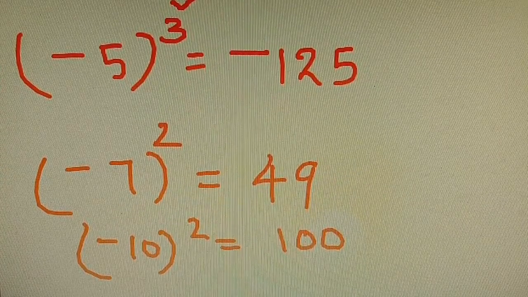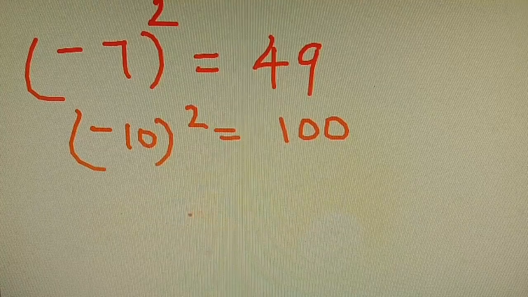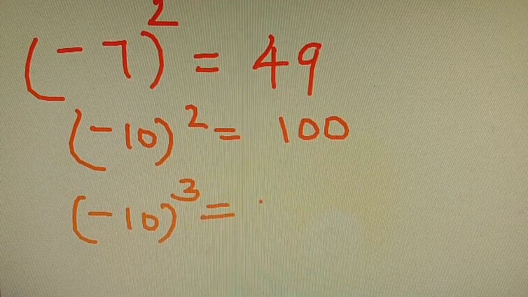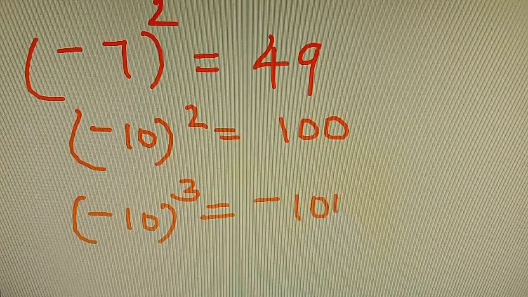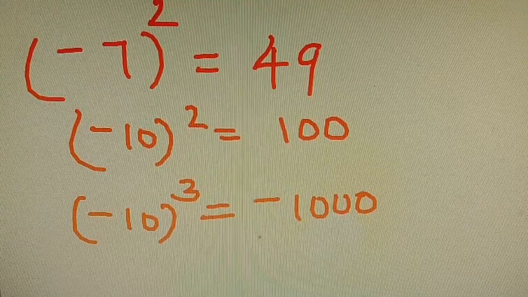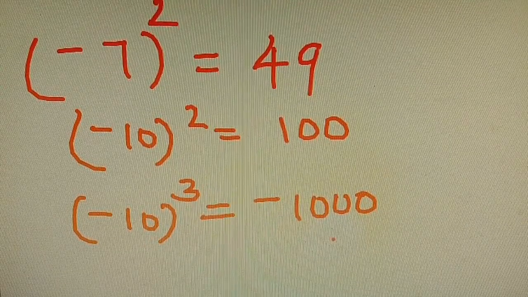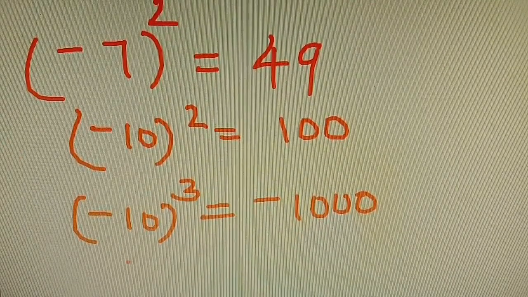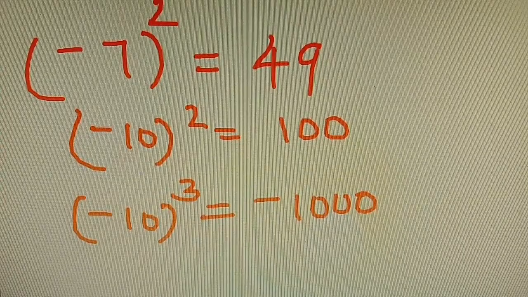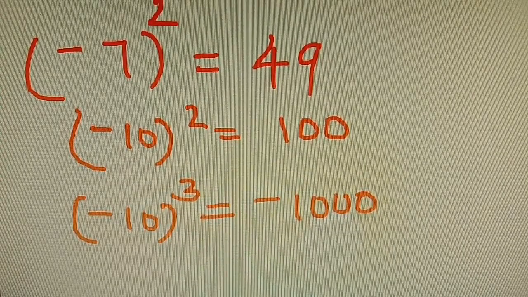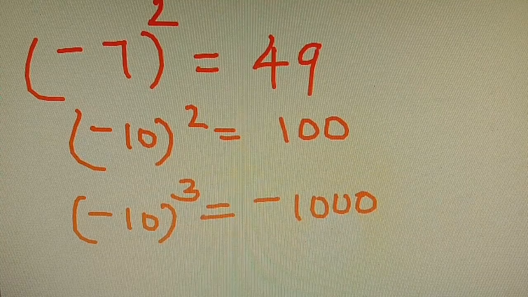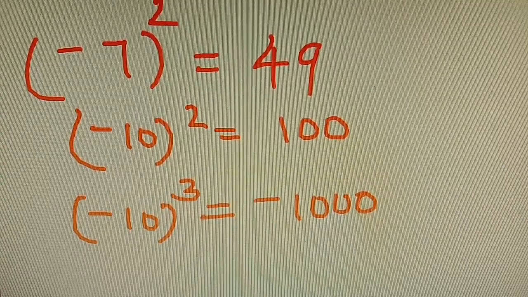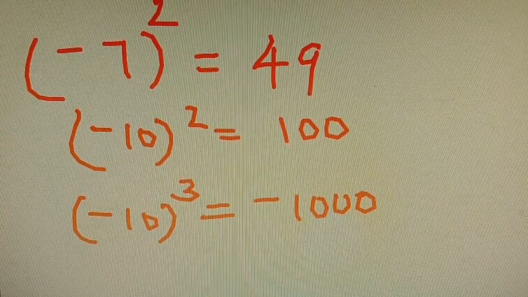But if I write negative 10 to the power 3, that is negative 1000, because it is an odd number, so the answer is negative. Then 10 multiplied 3 times, we have negative 1000. In the same way, negative 10 to the power 4 means negative 10 multiplied 4 times. 4 is an even number, so the answer is positive, and positive 10,000 will be the answer. Got it? Okay.